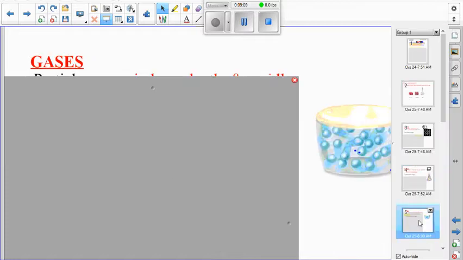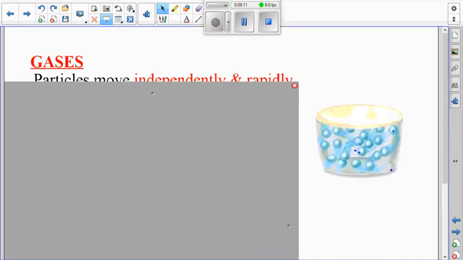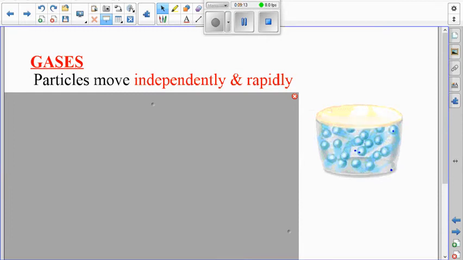And then lastly, the gases. A lot of this probably won't be a surprise. Particles move independently and rapidly. Think of it when you're at a homecoming dance and it's as if the beat just dropped. This is where everyone's freaking out. They're going in random directions. They're flipping out. That's what gas particles are doing all the time.